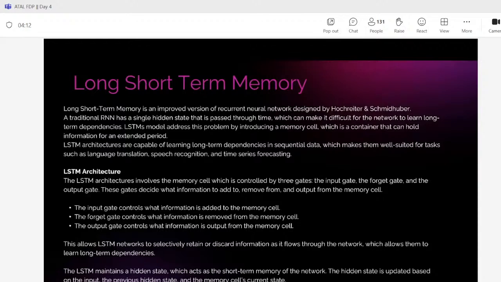This is maintained in the long short-term memory of your RNN. This allows LSTM networks to selectively retain or discard information as it flows through the network, which allows them to learn long-term dependencies. The LSTM maintains a hidden state, which acts as the short-term memory of the network. The hidden state is updated based on the input, the previous hidden state, and the memory cell's current state.